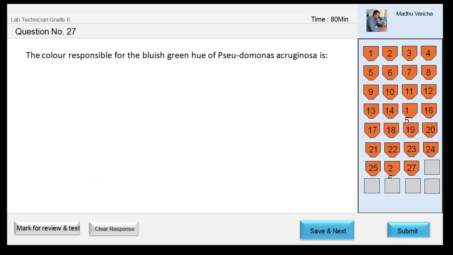Next question, the color responsible for bluish, sorry, this question is repeated. That option is pyocyanin.